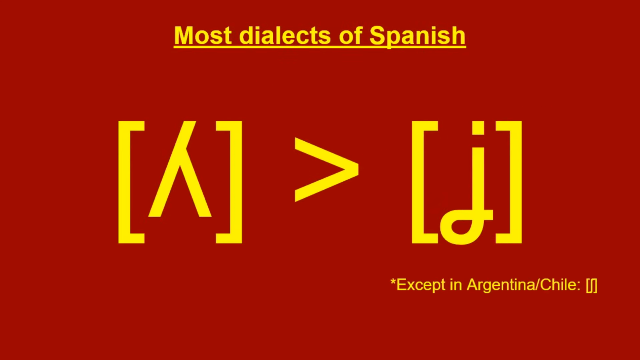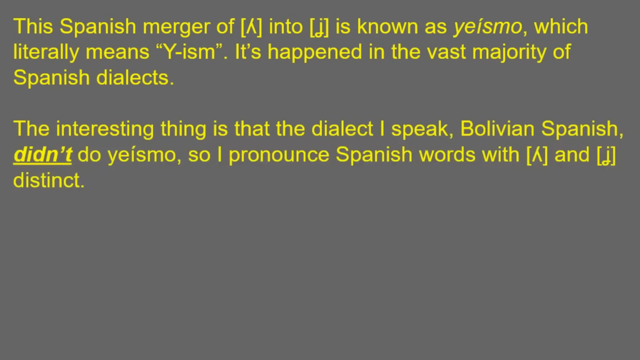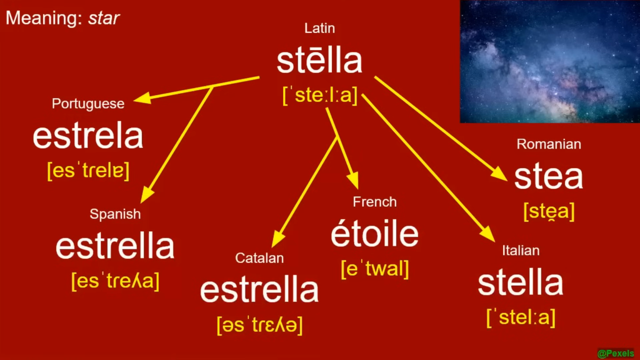It should also be mentioned that in most dialects of Spanish, lle has now merged into ye in a sound shift known as yeísmo, but I happen to speak a dialect that didn't do that. For one example, there's Latin stella, which became Spanish estrella and Catalan estrella, but also Portuguese estrela, French étoile, Italian stella, and even Romanian stea.